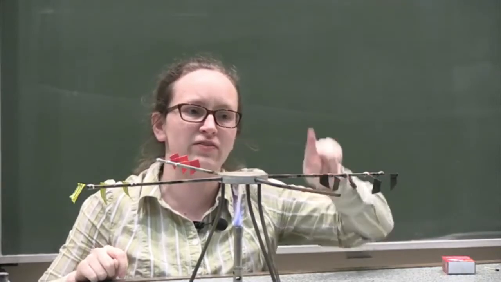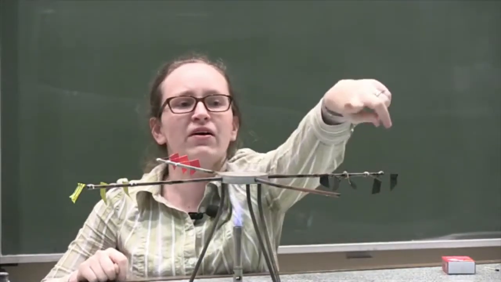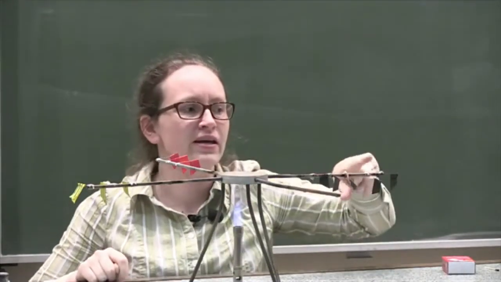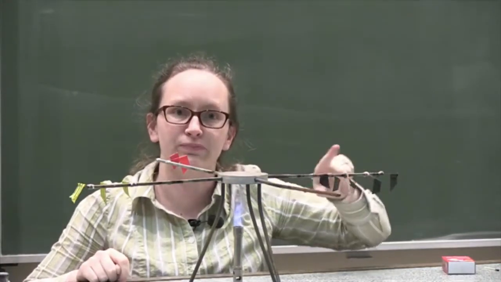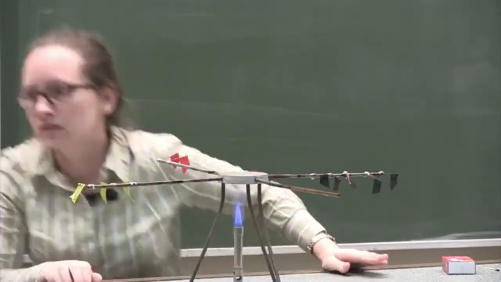This is because stainless steel is a much worse conductor of heat than copper. So while it would be very hot to touch the copper rod, it's actually safe to touch the end of this steel rod here. Okay, let's turn the Bunsen off now.